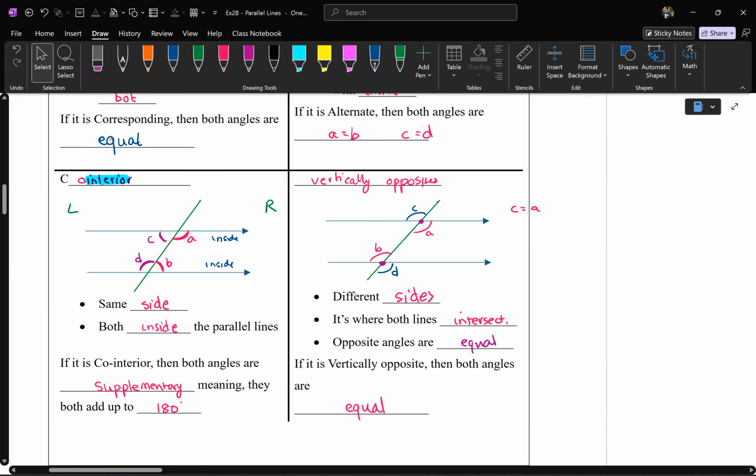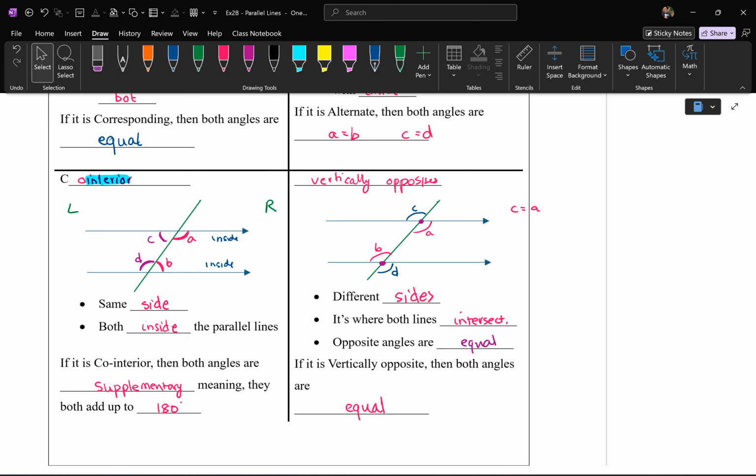So now you think about it, you always ask yourself, are the two angles you're looking at on the same side? Because if they're different, there's only two options. It's either alternate or vertically opposite. If they're on the same side of the transversal line, it's only co-interior or corresponding.